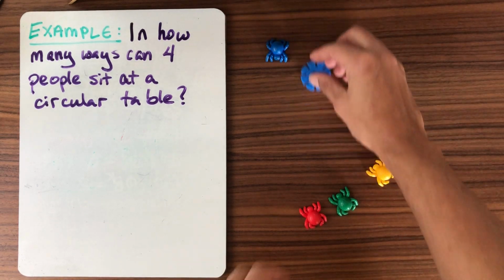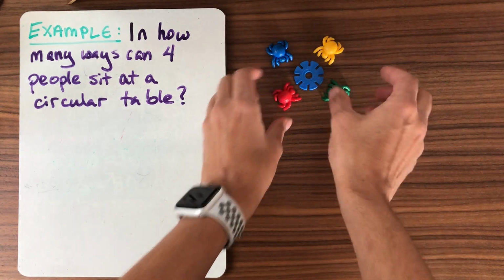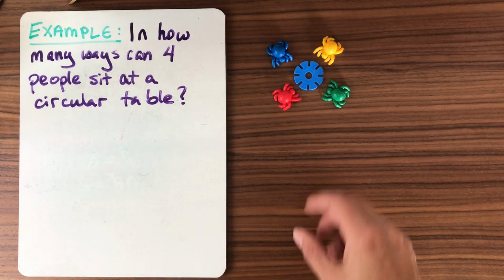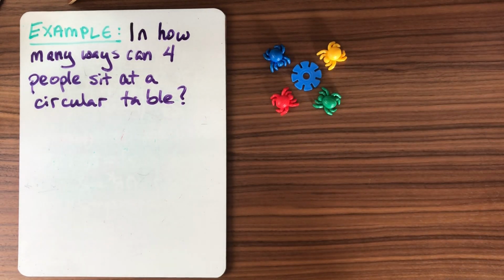Let's be concrete. So we can just put them around the table. This is one way that they could do it. And now, of course, I'm going to consider rotational symmetry here. So this is the same as if I just rotate them all like this. How could I make a different arrangement?